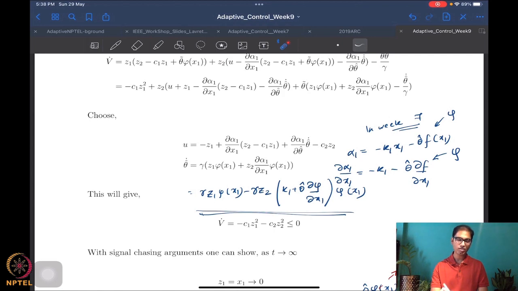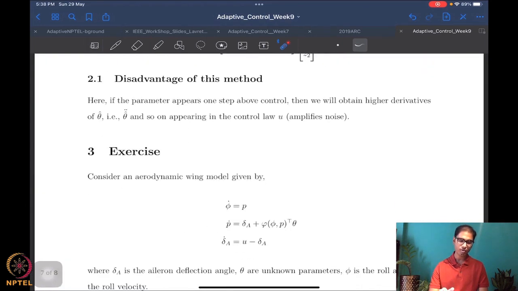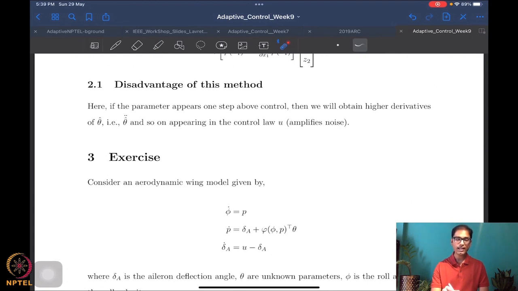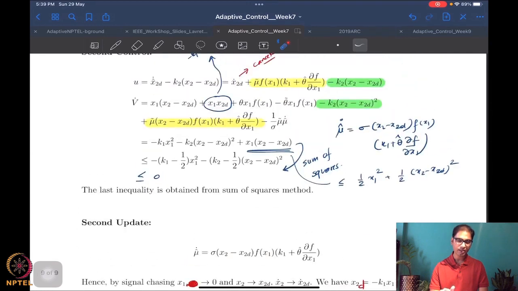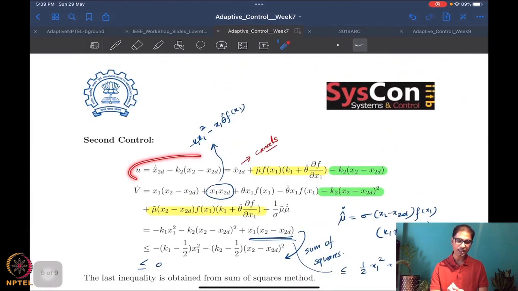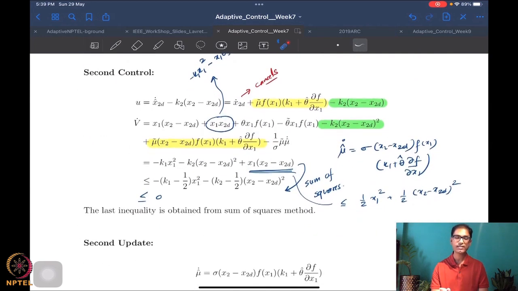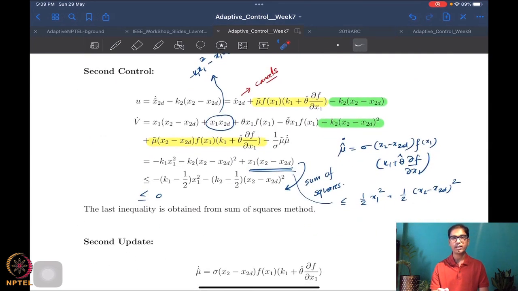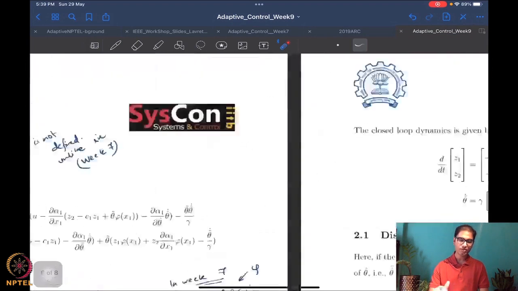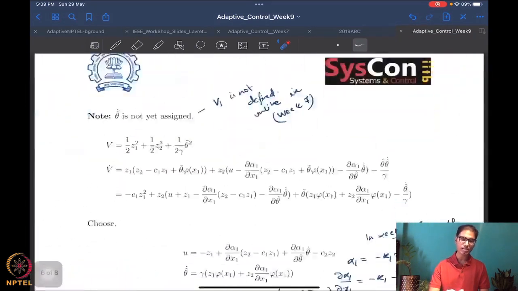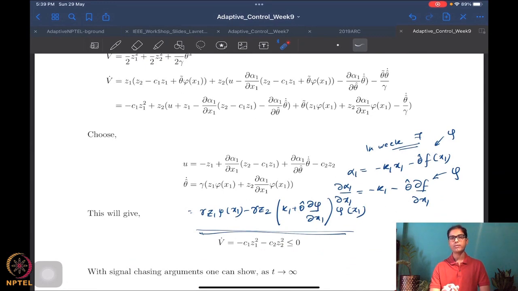And usually it is not considered very healthy to have derivatives of quantities, and these can lead to amplification of noise, right? So you notice that this does not happen in the weak 7 method. In the weak 7 method, there is no theta cap dot that appears in the control law. And this is a good thing in the non-extended case, but in the extended matching design, this is a problem. Okay, so it's not exactly apples to apples. There is a slight difference that the control law, which gets hidden in the closed loop dynamics, contains the theta cap dot, which can lead to problems in implementation.